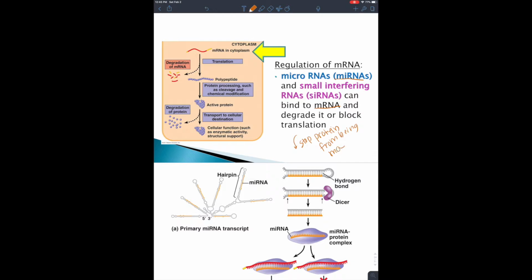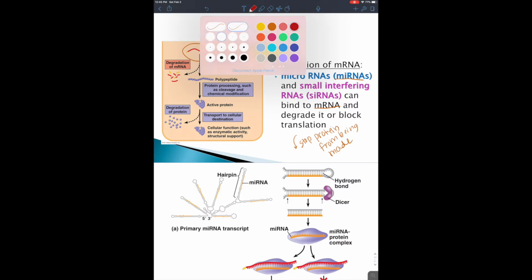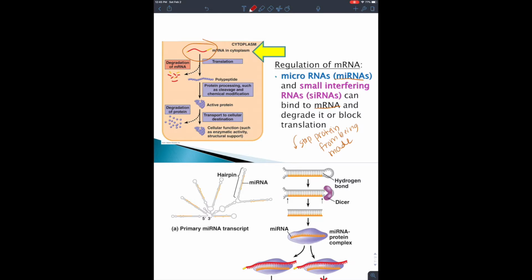So let's look at our little diagram. We have mRNA in the cytoplasm. Again, it needs to get to the ribosome in order to make a protein. Now here's the translation, and over here you can see normal steps. Translation to polypeptide, the protein is processed, it's active, it's going to be transported to its particular location. However, sometimes I might need to degrade it. So I'm going to have microRNAs or siRNAs come in and degrade either the mRNA or that protein or the stuff that is not needed.